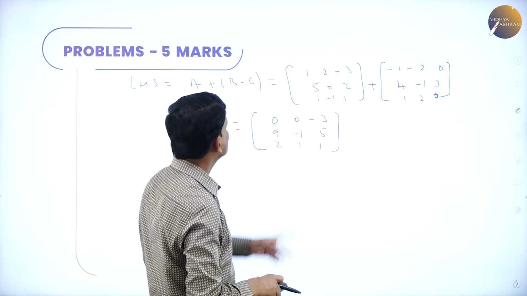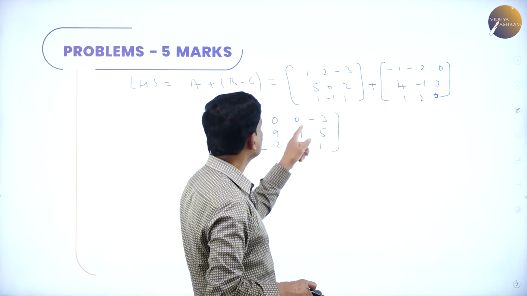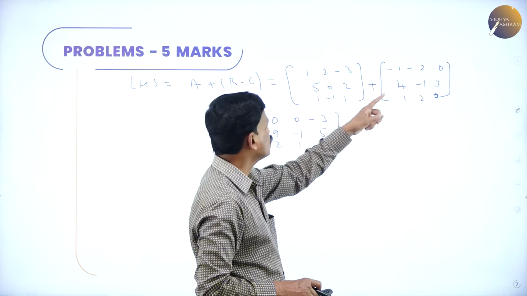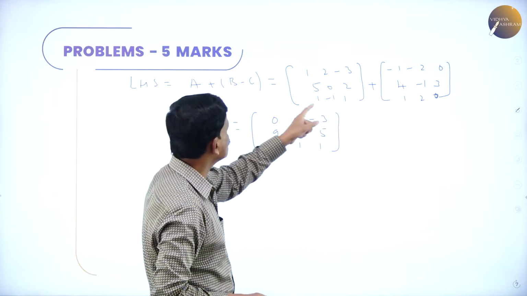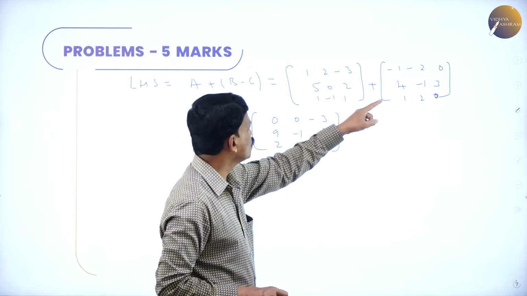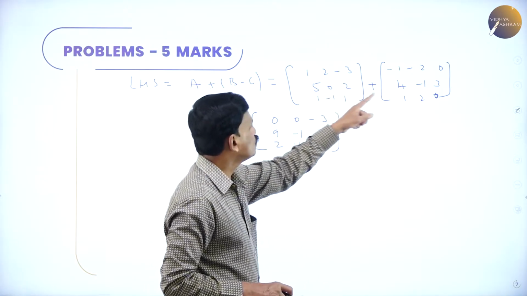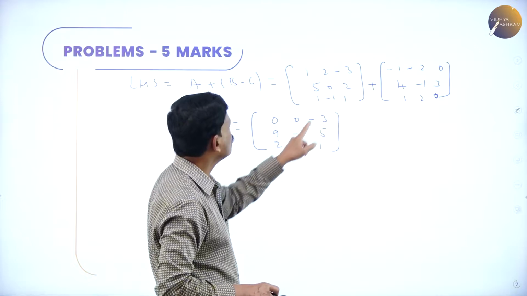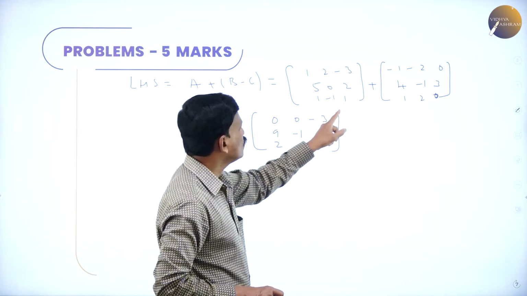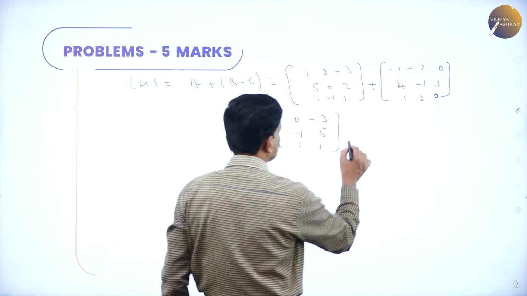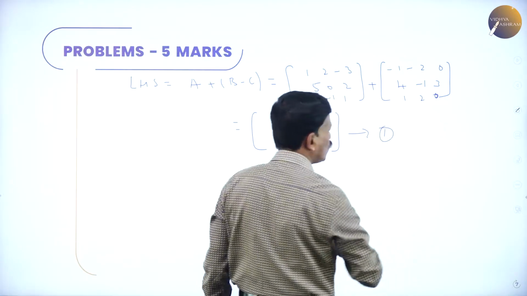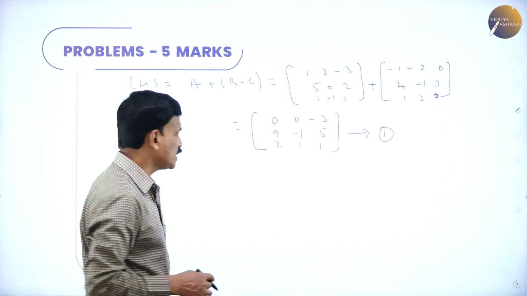So, here it is: 1 plus 0 is 1... 1 minus 1 is 0, 2 minus 2 is 0, minus 3 plus 0 is minus 3, 5 plus 4 is 9, 0 minus 1 is minus 1, 2 plus 3 is 5, 1 plus 1 is 2, minus 1 plus 2 is plus 1, 1 plus 0 is equal to 1. Let us represent this as equation number 1. Okay. Now, let us come to the right hand side.